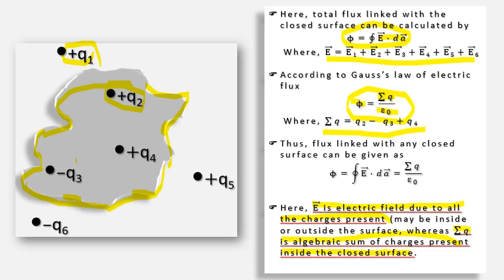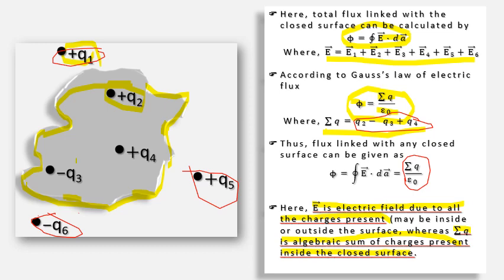Now one obvious question here is, when we consider sigma q by epsilon 0, why don't we consider all the charges? Why only these three charges? Why not q1? Why not q5? Why not q6? These are also charges. They also have their electric field lines, and field lines of these charges are also passing through the surface. Then why don't we consider them?